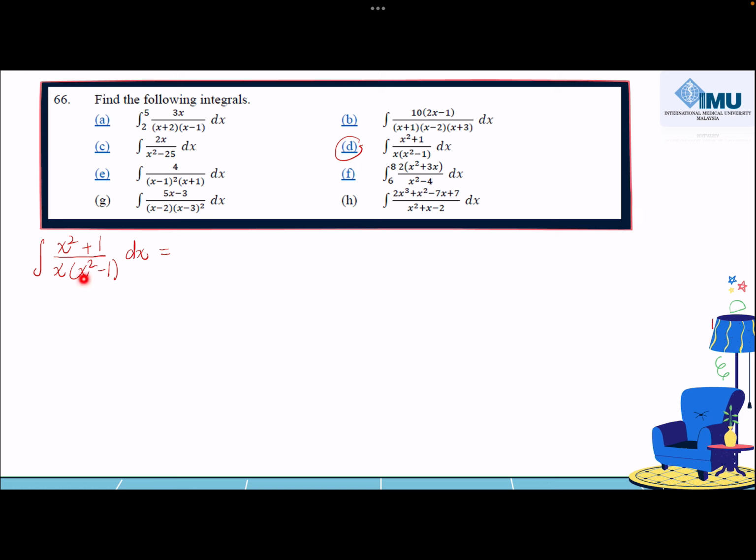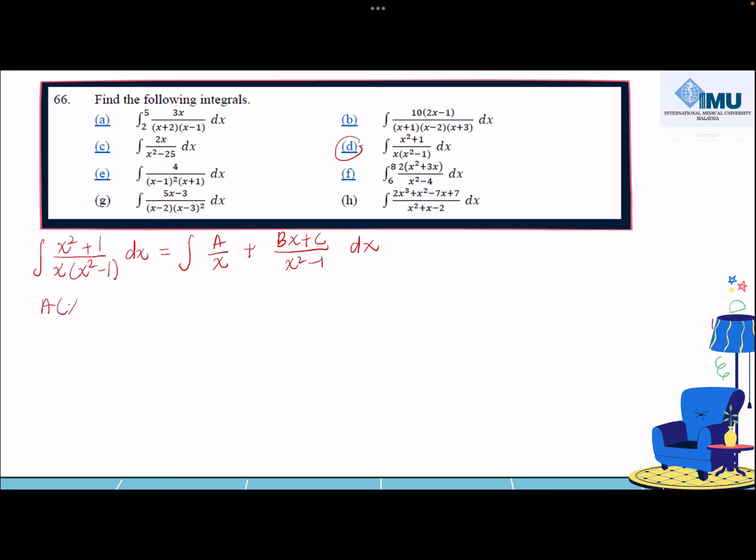First, you look at your denominator. The first factor is x, and the second factor is x squared minus 1. The first is linear, the second is quadratic. So the decomposition will be A over the linear factor, while the quadratic will have Bx plus C as the numerator. Since we already have the partial fraction form, now it's time to find the values of A, B, and C. Now, cross multiply.